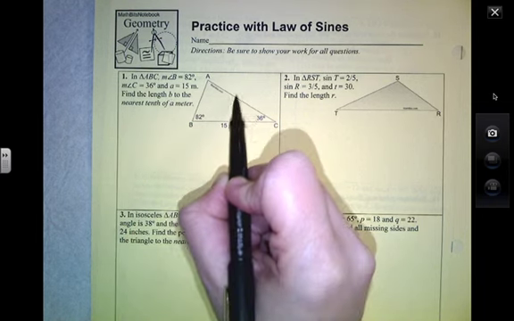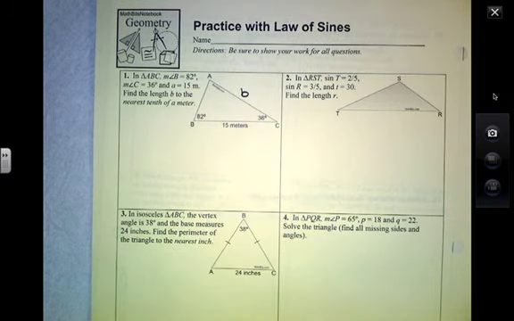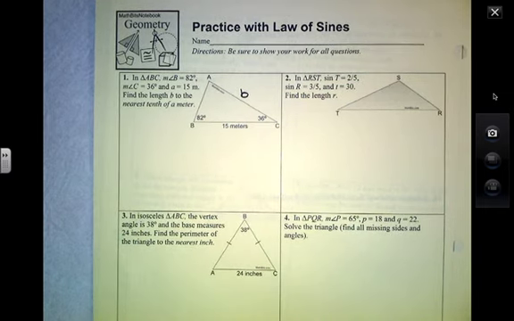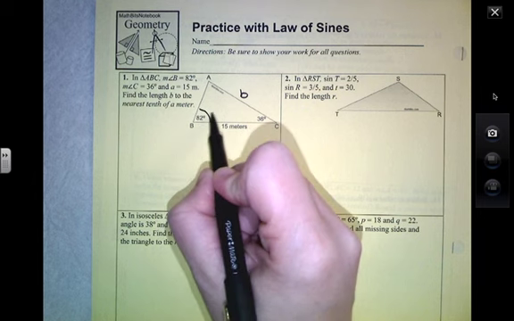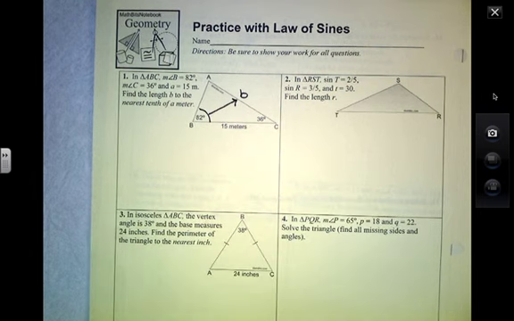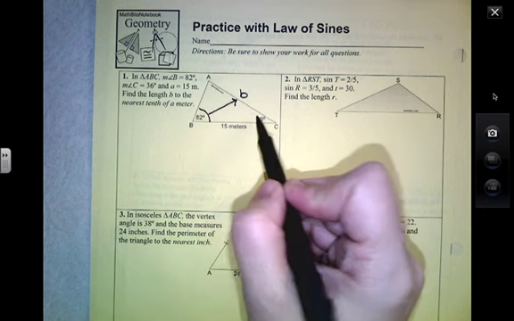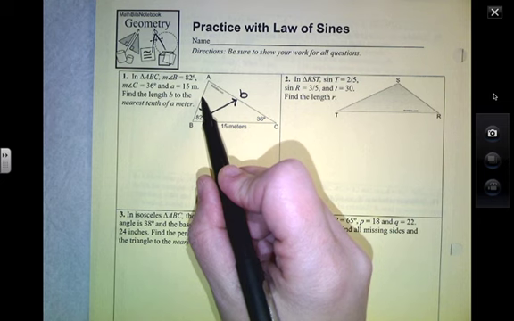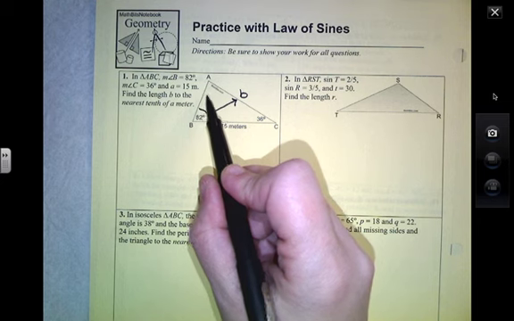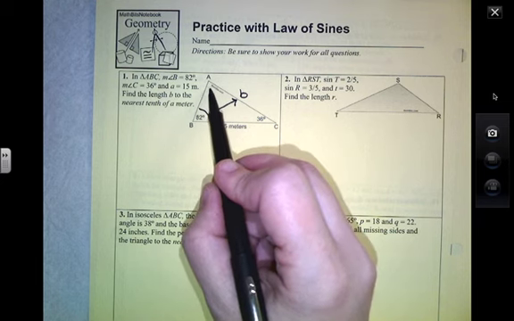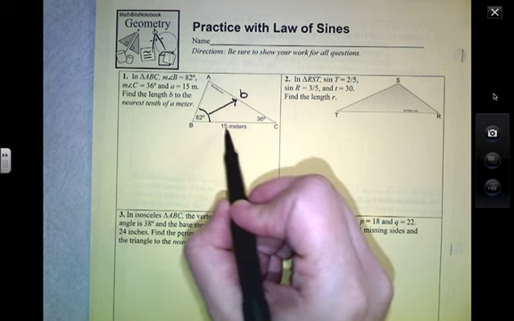Side B is across from angle B, so I'm going to label that B. To use the law of sines, we need 2 angles and 2 sides, which we have. However, they have to be across from each other. Angle B is across from side B, so I can set up a ratio with those two in order to solve for side B. But I can't use 36 because I don't know the side across from it. What we can do, though, is solve for angle A and then set up the proportion using angle A and side A.